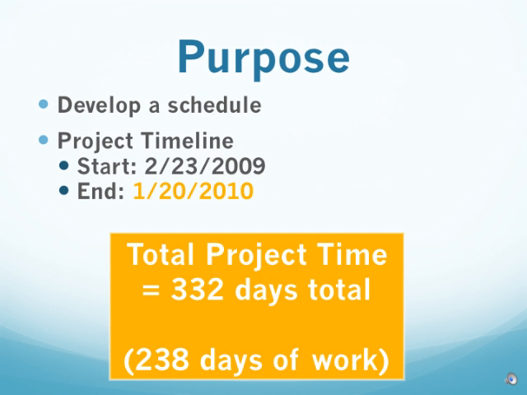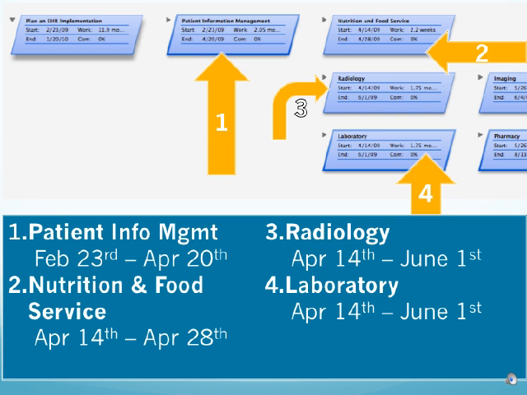Within each department, there are specific systems that need both configuration and training. Configuration for the subsequent system can begin before training is complete. Therefore, the first department to implement is patient information management. This department will finish with all configuration and training on April 20th.